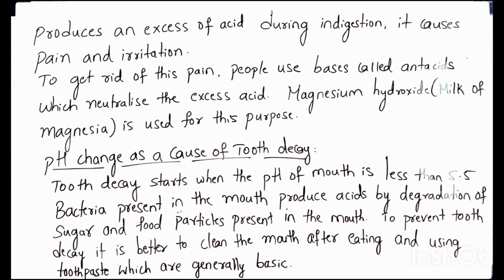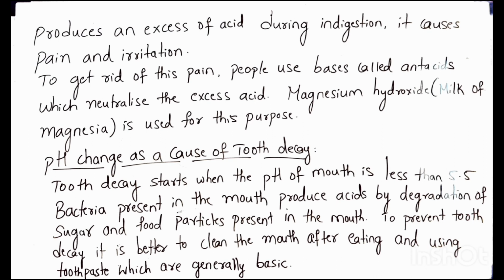So we must take some mild base. We cannot use all the bases to treat acidity. We should use only mild bases to treat acidity. They are called antacids. For example, magnesium hydroxide, which is also called milk of magnesia, is taken in order to treat the acidity in our stomach. This base will nullify or neutralize the excess acid in our stomach.